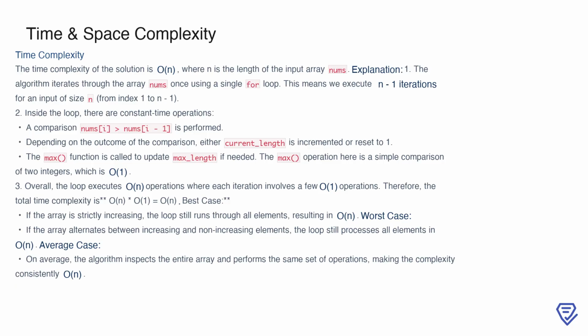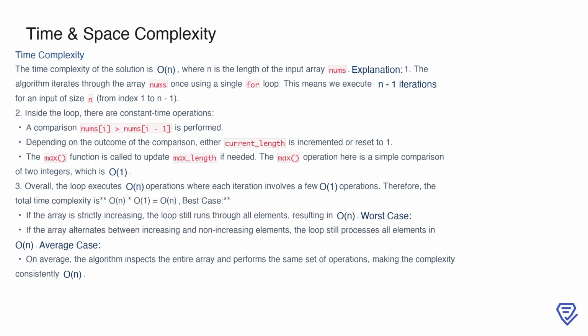The time complexity of our solution is O(n), where n is the size of the input array. This is because the algorithm processes the array in a single pass using a simple for loop. Starting from the second element, it performs n-1 iterations, where each iteration involves a series of constant time operations. These operations include comparing the current element with the previous one, updating the current length of the increasing subsequence, and recalculating the maximum length using the max function. Since all these steps are O(1) operations, the total time complexity becomes O(n) times O(1), which simplifies to O(n).